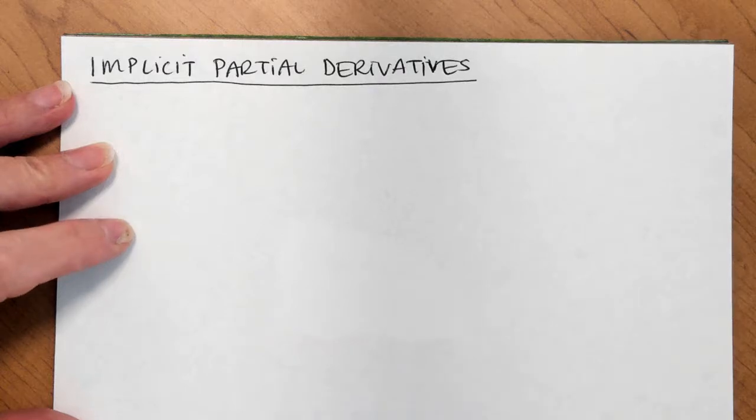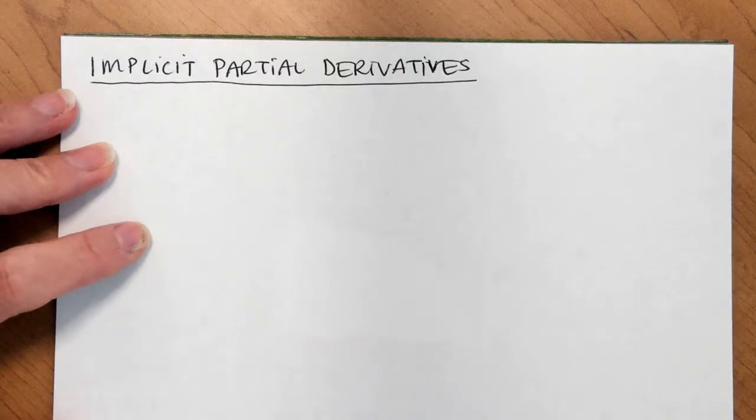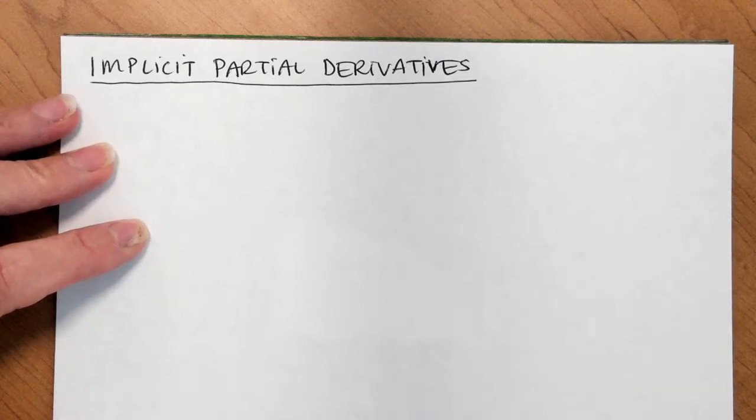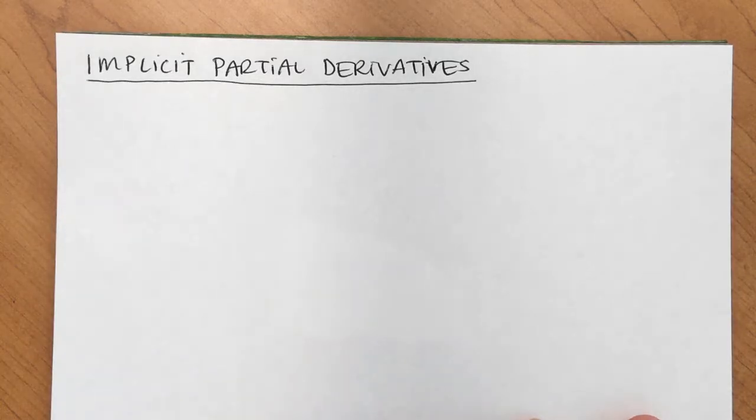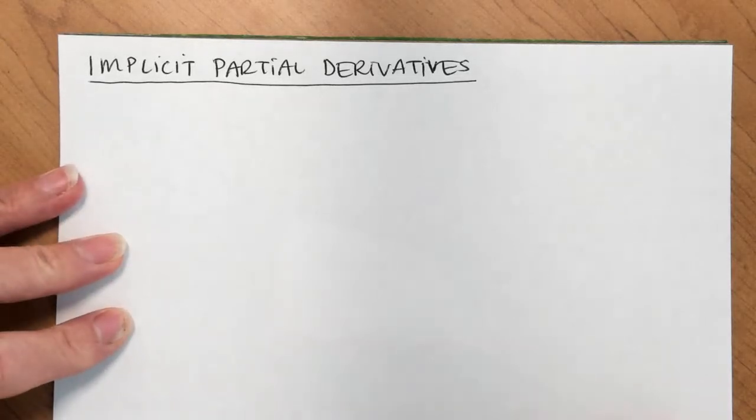Alright, I now want to show you a different way to calculate partial derivatives called implicit partial differentiation. Let's say we're talking just about functions of two variables. What you've looked at so far is how to differentiate an explicitly defined function.